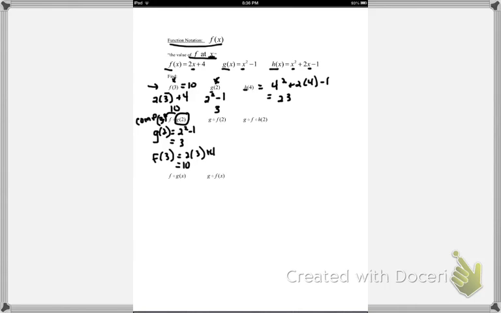G of f of 2 says start with the f of 2. So we're going to get 2 times 2 plus 4. We're going to get 8. We take the 8 and we roll that into the g. This will give us 63. Notice these are not the same. This is not a commutative property.